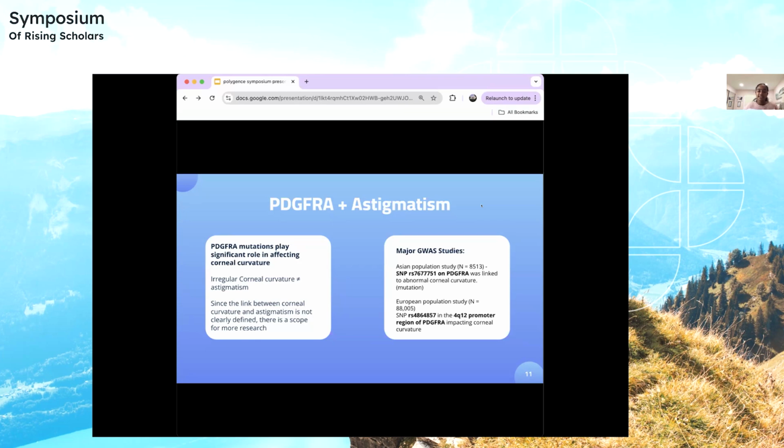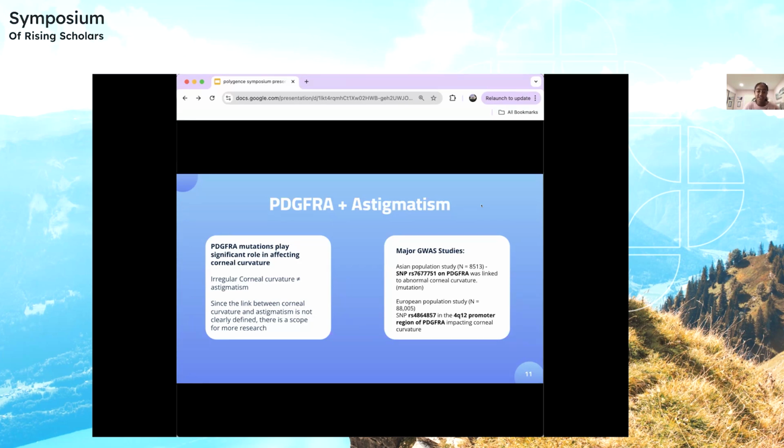Now, if we go back to what the definition of astigmatism actually is, it's when the corneal curvature of your eye is a little bit irregular or misshaped. But it's important to note that irregular corneal curvature isn't always related to astigmatism. And since this link is not exactly defined, there's a wider scope for research here.